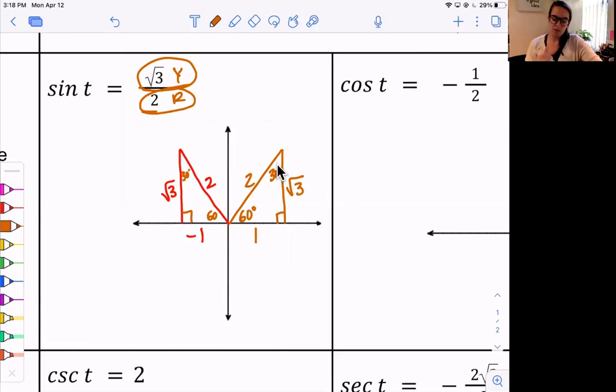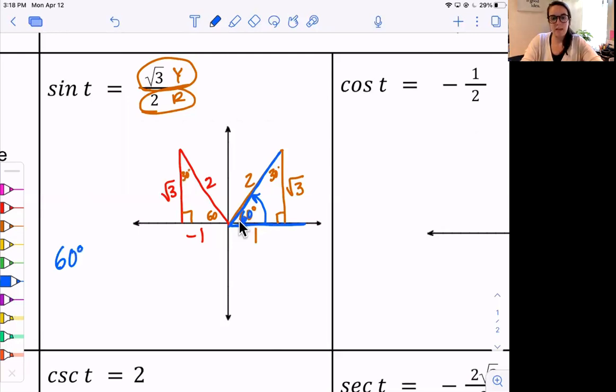My first angle that could be is this one here, right? Remember, it's measured off of the positive x-axis. That right there is going to be 60 degrees, just like it's shown in the triangle. That's for my orange triangle here.